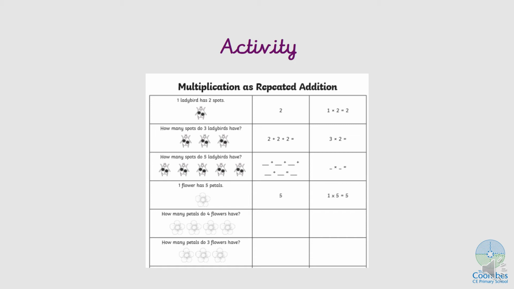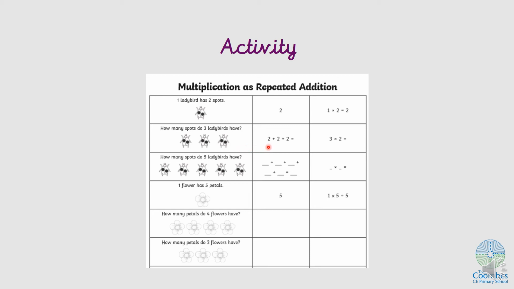So your activity today is to have a go at some repeated addition and multiplication calculations. You'll be given a ladybird or some flowers. You need to see how many spots one ladybird has. So this ladybird has 2 spots. So the repeated addition is just 2 because there's nothing to add to it. And we'd say 1 group, 1 ladybird, 1 group of 2 because it's 1 ladybird with 2 spots, and that equals 2.